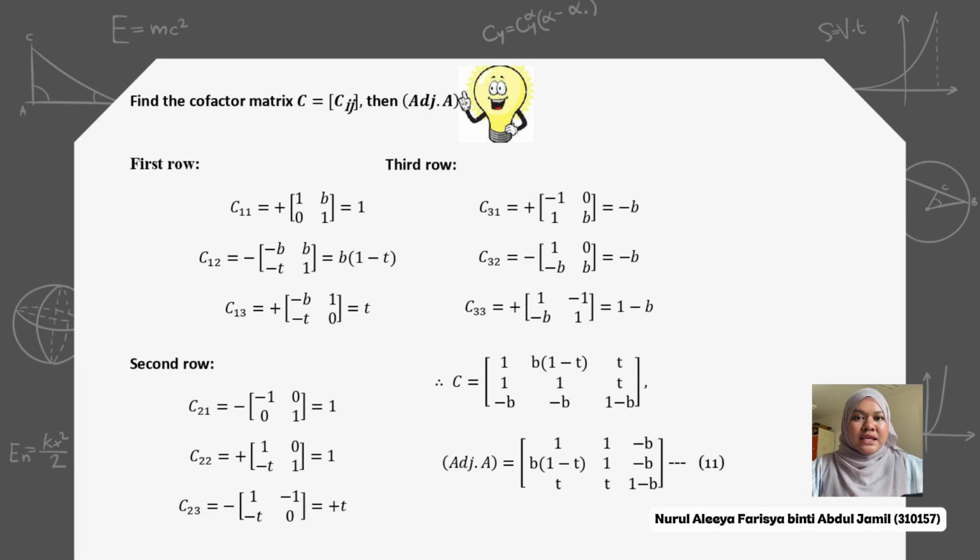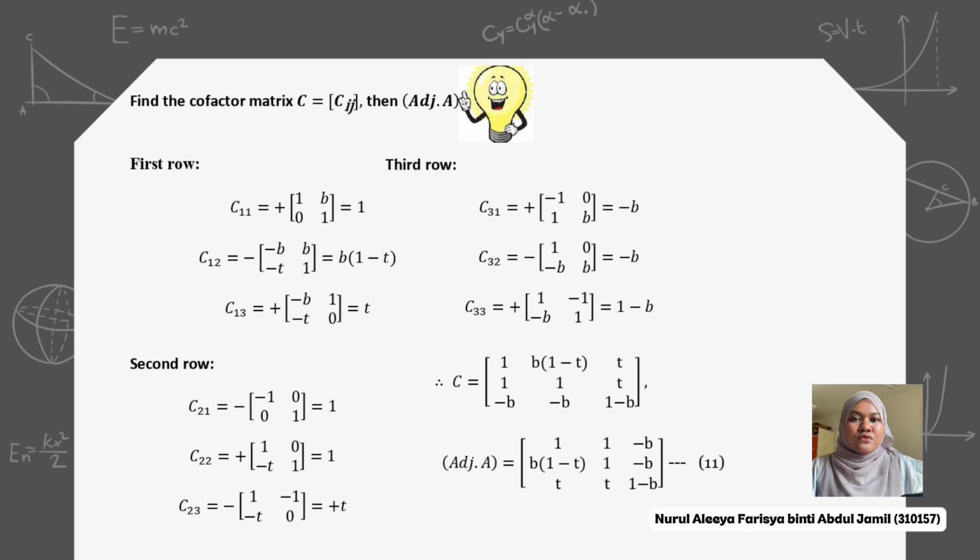Next, we calculate the cofactor matrix C, which requires finding the minor for all 9 positions. In the first row, C11 is 1, C12 is b times the quantity 1 minus t, and C13 is t. In the second row, we delete the middle row and column to find C21 is 1, C22 is 1, and C23 is t.